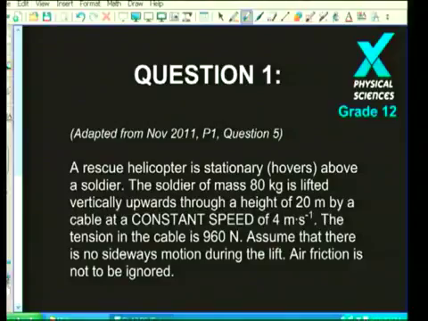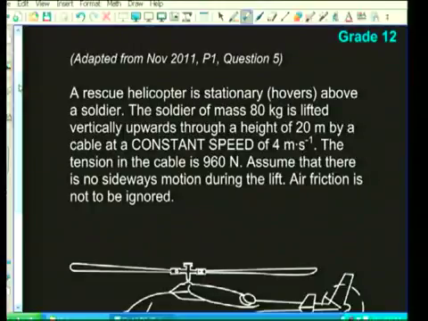Okay, so are you guys ready to jump into the first question? It's actually a really nice one. It's taken from the November 2011 paper. It's question 5. Okay, so they say to us, a rescue helicopter is stationary, so that could be important, so let's keep that, which means velocity here is 0.